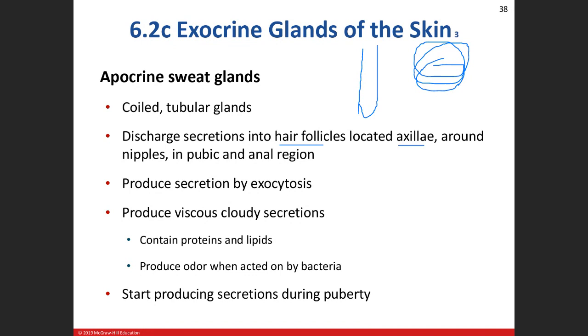Now, watch this trend here. Around the nipples, the pubic region, and the anal region. Now, I can't speak for the anal region, but the axilla, the nipples, and the pubic areas are areas that are going to be affected during puberty. So when puberty occurs, these areas get affected. The reason I bring that up is these glands aren't active until you start to go into puberty. I guarantee you.